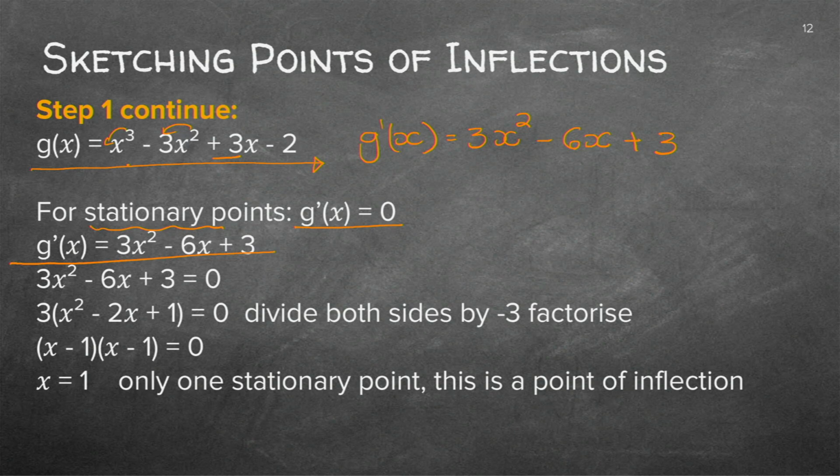So remember, from there you go to the next step. And you say equal to 0. Divide both sides by 3. And then you can factorize again in order to get your x. So there's only one stationary point, and this is also the point of inflection.